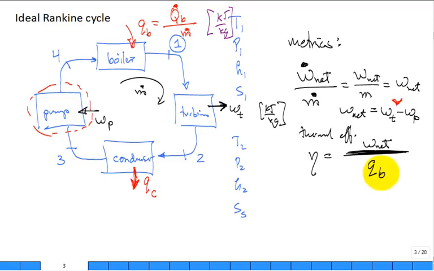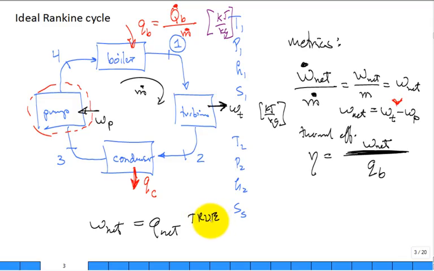Professor, is QB the same as QNet? No. What's the same as QNet? WNet is the same as QNet, yes or no? It's a cycle, and the net heat in is equal to the net work out. That's always true. So this is definitely true.